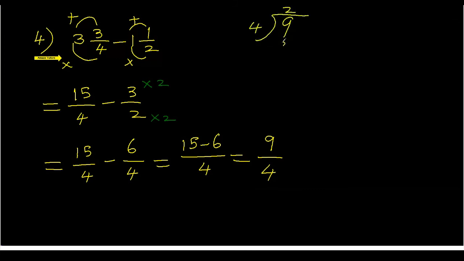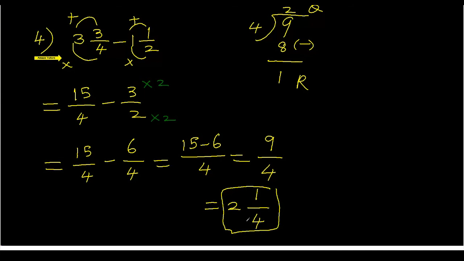2 4s are 8. Take away, 1 is the remainder. Quotient, remainder. So the final answer is the quotient, the remainder on top, and the same divisor 4. Again you can check. Do it in your mind. 2 4s are 8, 8 plus 1 is 9. So we converted correctly. This is the final answer.